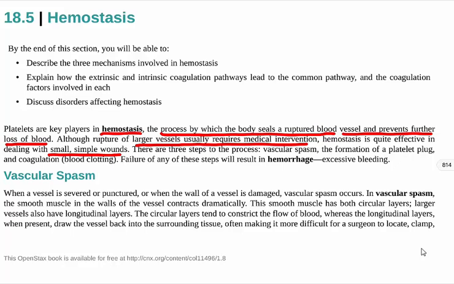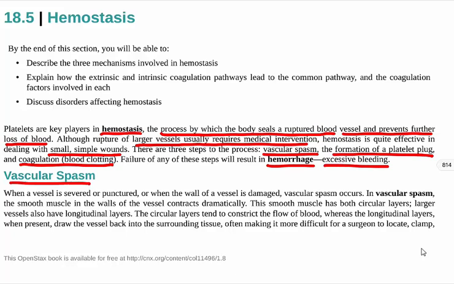There are 3 steps to the process. The first part is a vascular spasm. Then we have the formation of a platelet plug, and then we have coagulation or blood clotting. And if any of these steps of the process don't happen, then it can result in hemorrhage, which is excessive bleeding. So let's take a look at the first step, which is the vascular spasm.